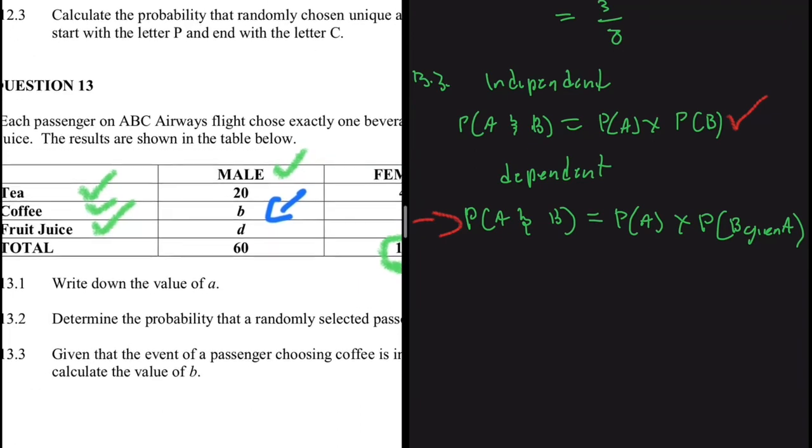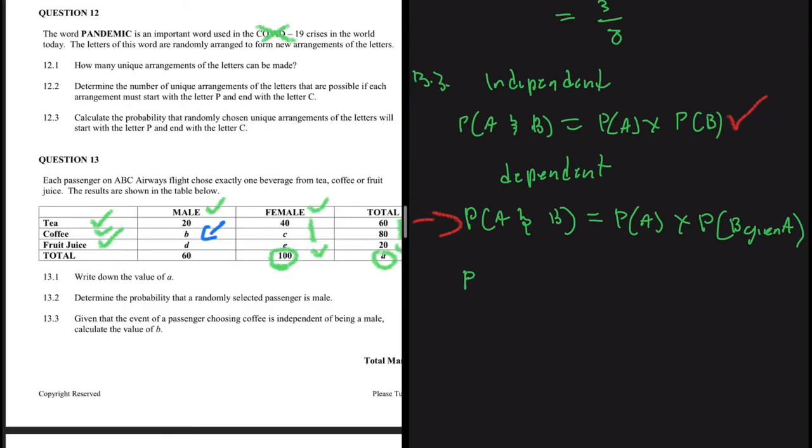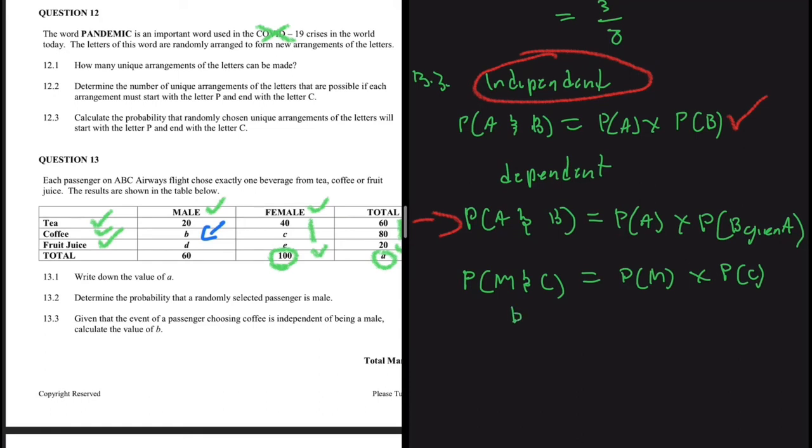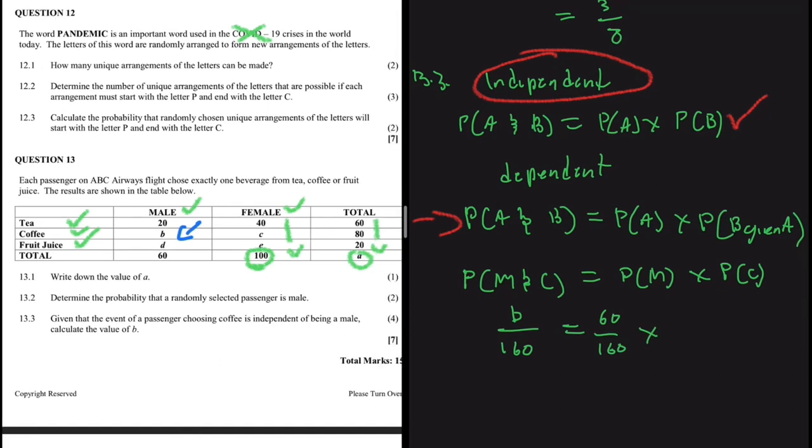B is the probability of a male choosing coffee. So probability of being a male and choosing coffee will be equal to the probability of being a male multiplied by the probability of choosing coffee, right? From our formula here for independent events. So we have B divided by the sample space, which is 160, being equal to the probability of being a male. We already said that that is 60 divided by 160. So we have 60 divided by 160 multiplied by the probability of choosing coffee.